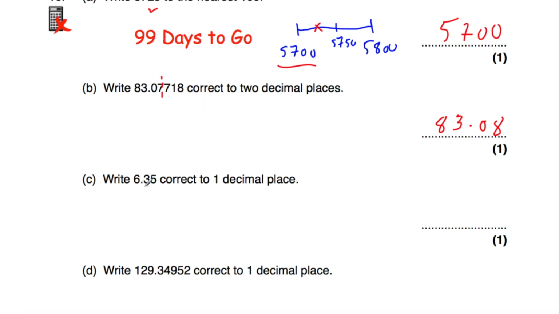Okay, let's look at our next question. We've been asked to round 6.35 to 1 decimal place. So our choice is either 6.3 or 6.4. Now this is actually exactly in the middle. And remember, whenever it's exactly in the middle, we round up. So the answer would be 6.4.